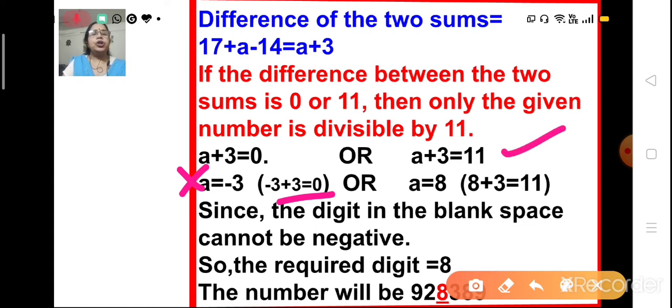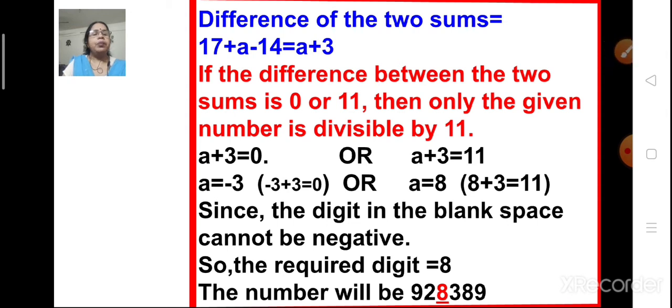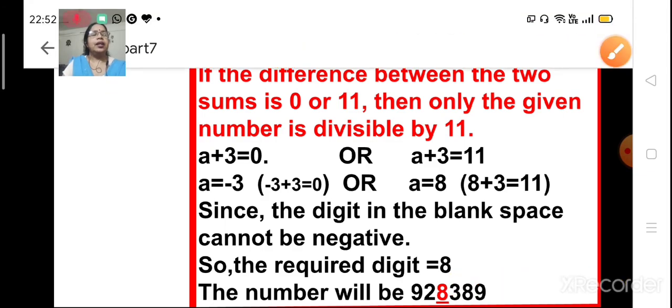A plus 3 should be 11, that means the difference should be 11. And for A plus 3 to be 11, we should take A as 8, because 8 plus 3 becomes 11, isn't it? And so, we will take the required digit as 8, because we cannot take a negative digit in the blank space. So, we will consider the digit 8 in the blank and the number will become 9,28,389.